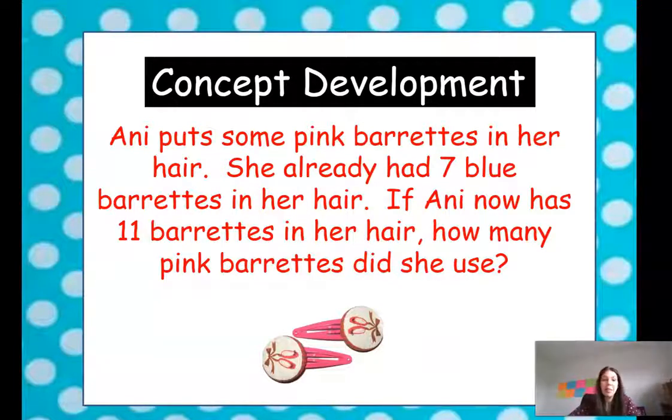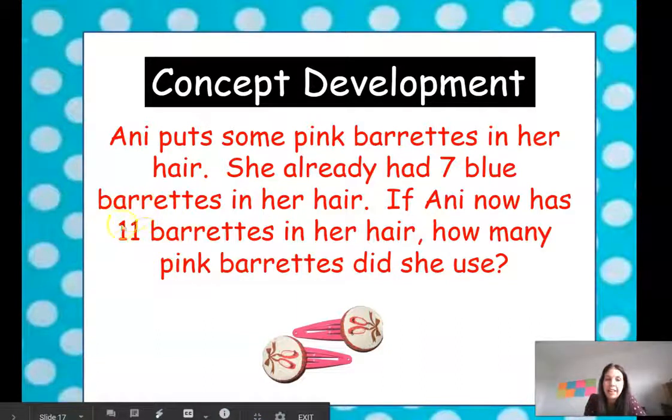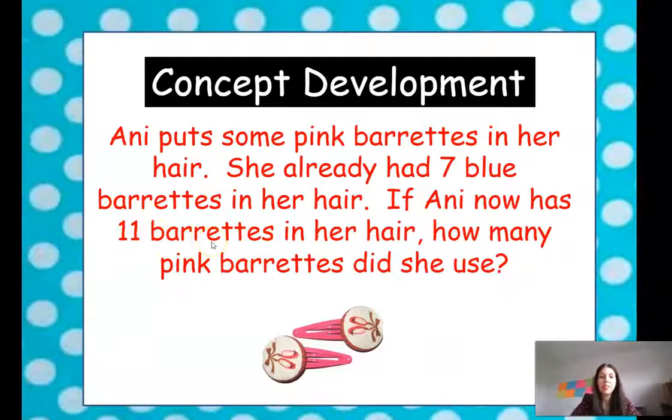Okay, I'm going to give you guys a minute to get started on this all by yourself, okay? So we know how many she has all together. She has 11. So what should step number 1 be? Go ahead and begin solving this problem on your whiteboard. She now has 11 barrettes, 7 blue, and we need to figure out how many pink ones did she use if she has 11. I'm going to give you another few seconds to get started.